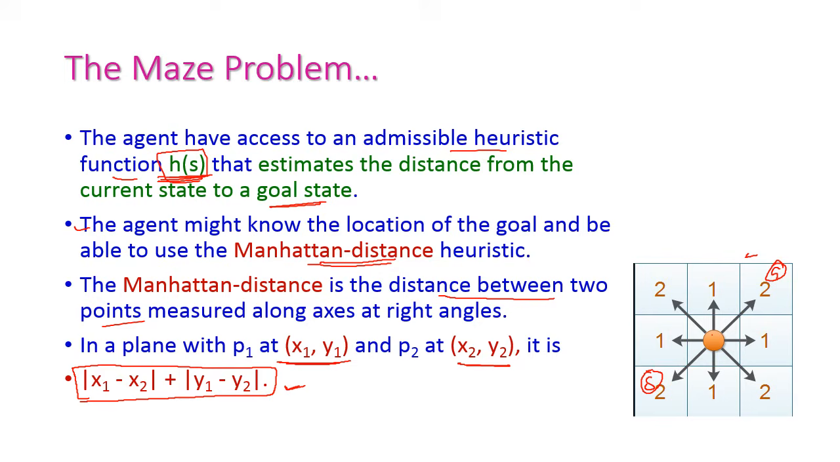For example, currently if the agent is in this place, then to reach these states by applying any one of the actions, that is up, down, left and right, one single action will be enough. But to reach the diagonal state it requires two actions, so these numbers are 2. First it has to move down and go right. Two actions are required.